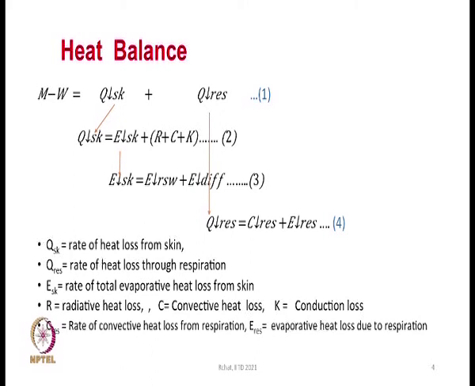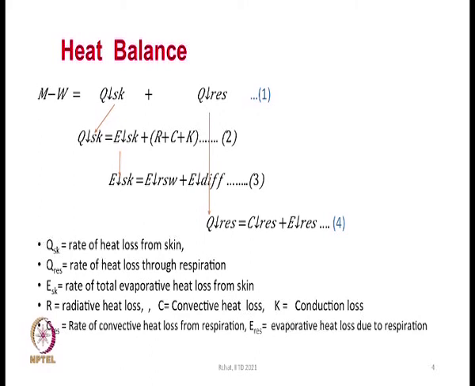ESK stands for the evaporative heat lost from the skin, which has two components: ERSW and EDIF, that is, evaporation loss because of sweating and evaporation because of diffusion. And QRES similarly has two components, CRES and ERES. You will be interested to know what these stand for. QSK we have already stated as the rate of heat loss from skin, QRES the rate of heat loss through respiration, ESK the rate of total evaporative heat loss from skin, and the QSK components other than ESK are R plus C plus K.